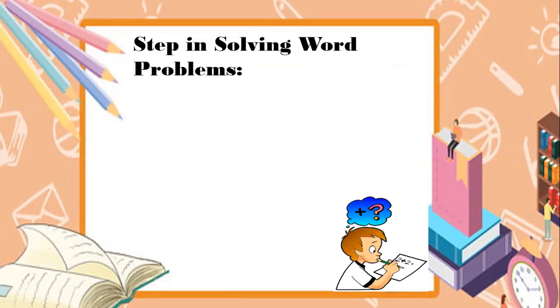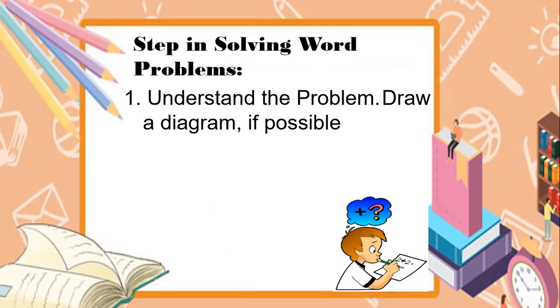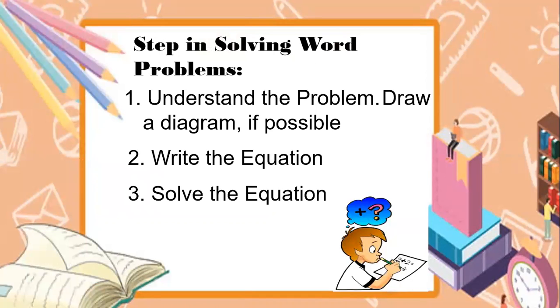Next, the steps in solving word problems. So what are the steps in solving word problems? The first one is understand the problem, or you can also draw a diagram if possible. Number 2, write the equation. 3, solve the equation. 4, check. Check your answer if your answer is correct or wrong.